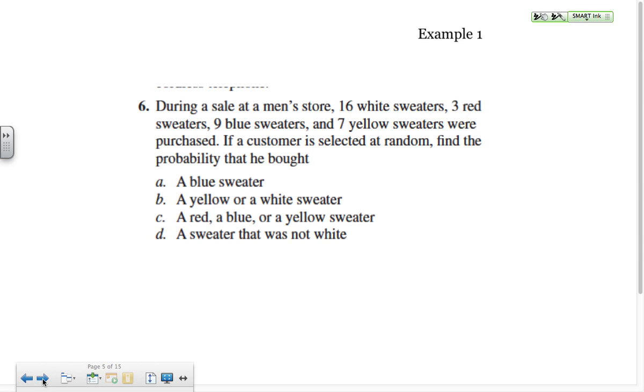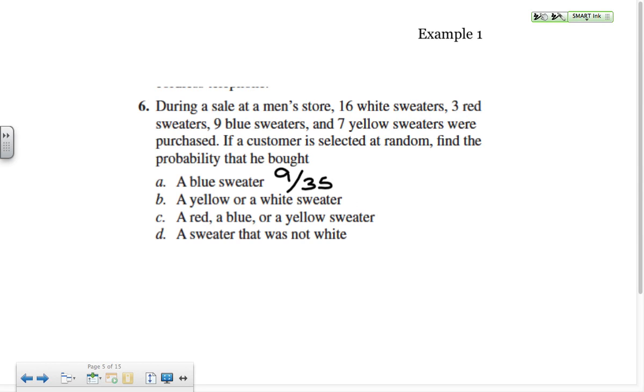All right, so it says, during a sale at a men's store, 16 white sweaters, 3 red sweaters, 9 blue sweaters, and 7 yellow sweaters were purchased. If a customer is selected at random, find the probability that they bought a blue sweater. Now, that doesn't have a probability rule. It just is, right? So how many do we have total? We have 35 sweaters total. So the probability that it's a blue sweater is 9 out of 35. And that's it. I mean, there is no rule. That's just what it is.